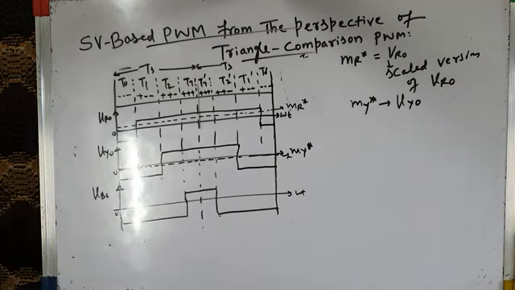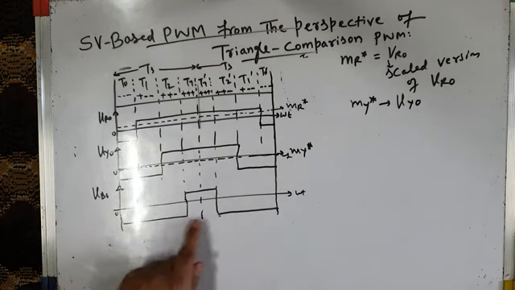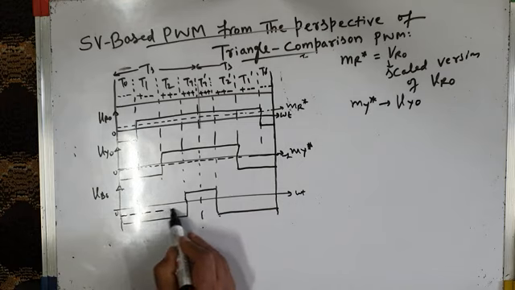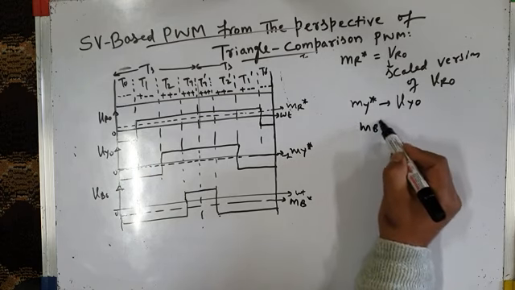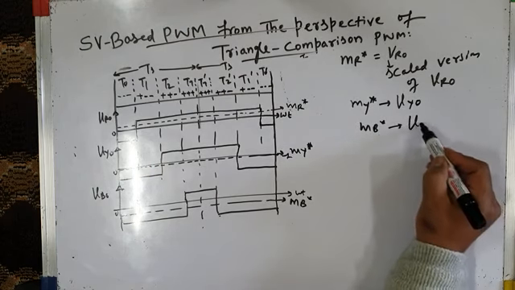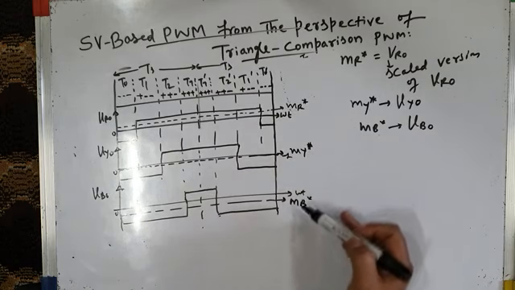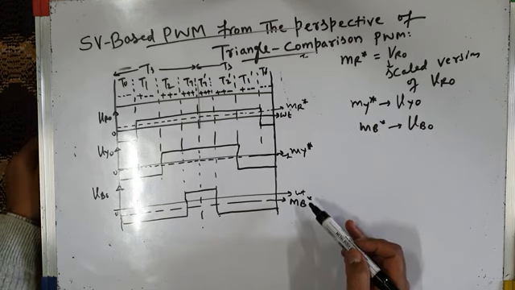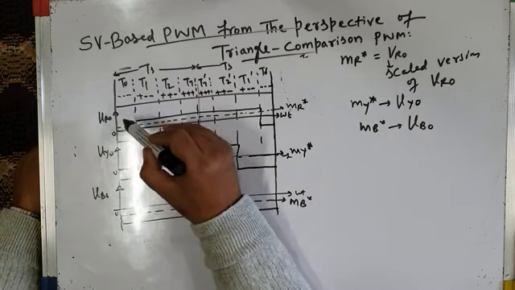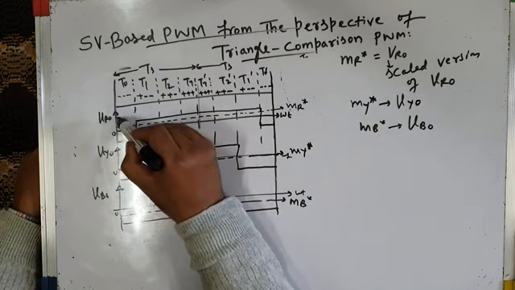And what about VBO, the average pole voltage VBO? It is negative for most of the time, so its average value will be negative. And MB star will be the scaled version of this average pole voltage VBO. So therefore, if we have three modified modulating waves, MR dash, MY dash, and MB dash, we compare them with a common high frequency triangular carrier wave like this. This is our high frequency triangular carrier wave.